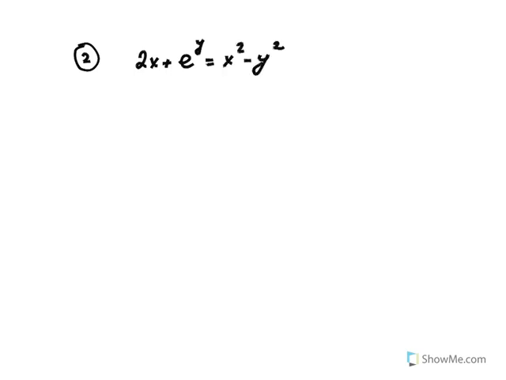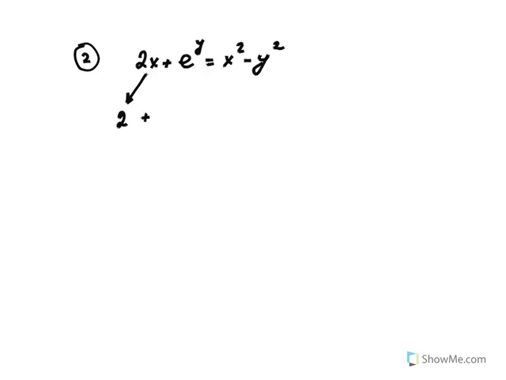So we're working with y and x. We're working with applying implicit differentiation. So same thing. We're going to find the derivative of the left side, find the derivative of the right side, and then see what happens after. Derivative of 2x, that's easy.